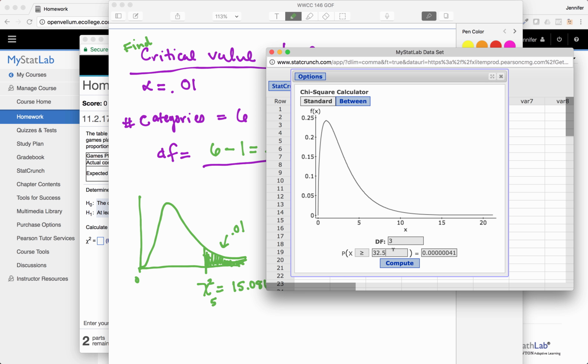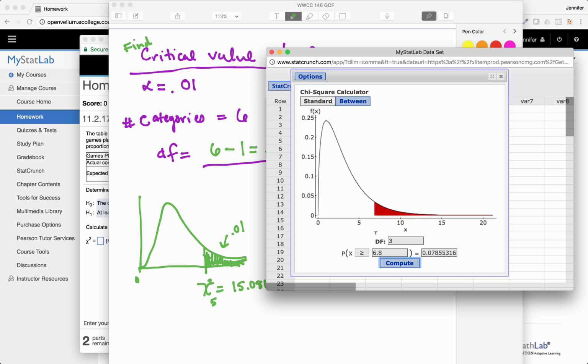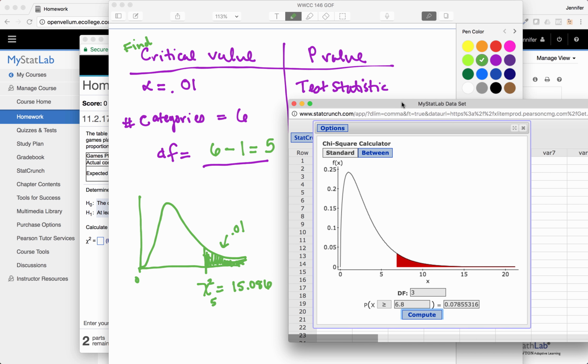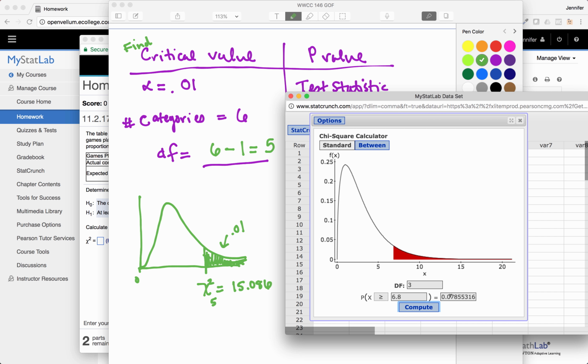Let's say that our test statistic is 6.8. I'm just making up numbers again to show you a different answer. If our test statistic was 6.8, the red area is our p-value, and then in this case, we would have a p-value of 0.0786. So you'd have to know what your level of significance is to decide if you're rejecting or not rejecting your test, but this is how you would compute your p-value for a chi-square test.